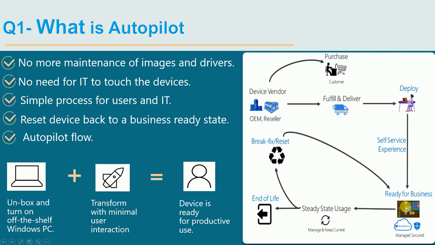When a user leaves the organization, or the device is out of life, or in a steady state, in that case just check the life cycle of that device. If it is at end of life, then it goes out of production. If it is not, then break-fix it if there is any problem, or you can reset the device, and then it will be ready for business use.